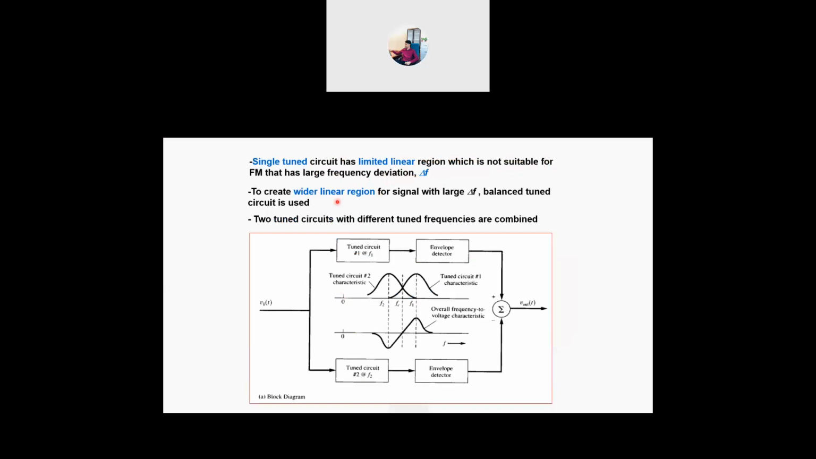In order to create a wider linear frequency region for signals with large delta f, we need to use balanced tune circuits. What are balanced tune circuits? A balanced tune circuit combines two tune circuits with different tune frequencies. They are combined together. This is the block diagram of two tune circuits. You have tune circuit 1, which is tuned at frequency f1, and tune circuit 2, which is tuned at frequency f2.